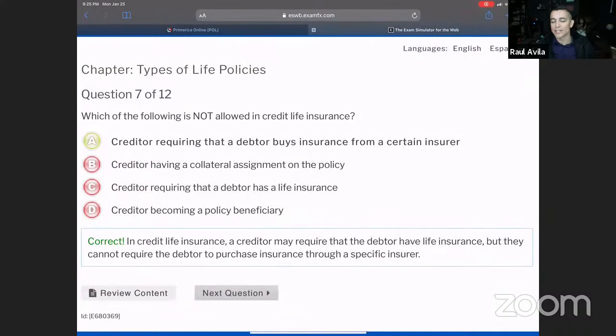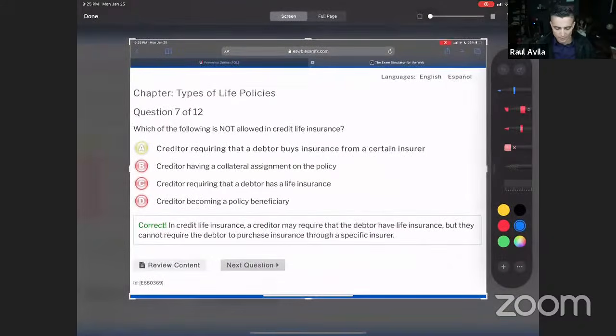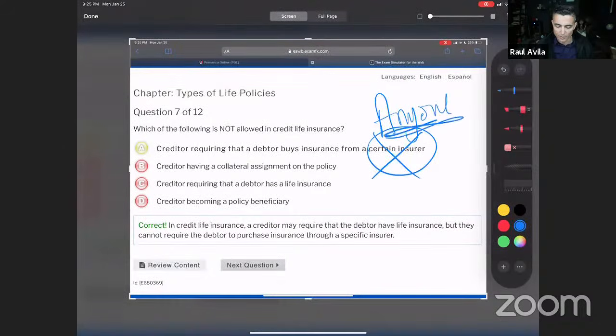So a creditor cannot require that a debtor purchases insurance through a specific insurer. See that? So it cannot be a certain insurer. It has to be anywhere, anyone, any other. Whoever the client chooses. It doesn't have to be like, boom, this one. Make sense?